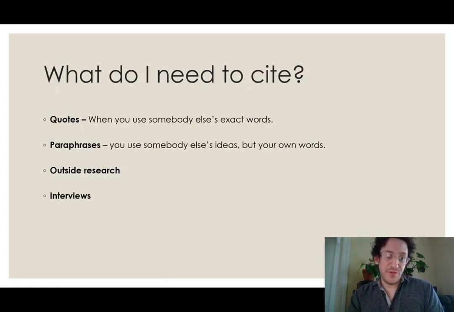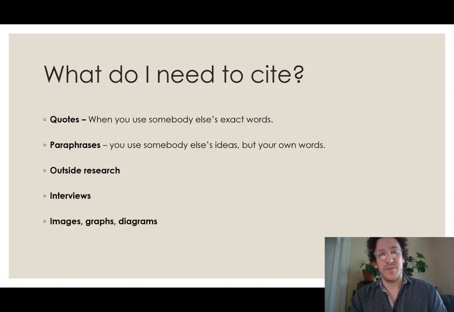If there's an interview of some kind that you refer to in your essay, you need to cite that. Maybe you're writing something about a famous musician and you look up an interview with that musician on YouTube, or any video featuring them talking about something, and you want to use those words. You would need to cite that. You need to show where you got it. Finally, any images, graphs, diagrams, any visual information that you get from other places, you also need to cite that.